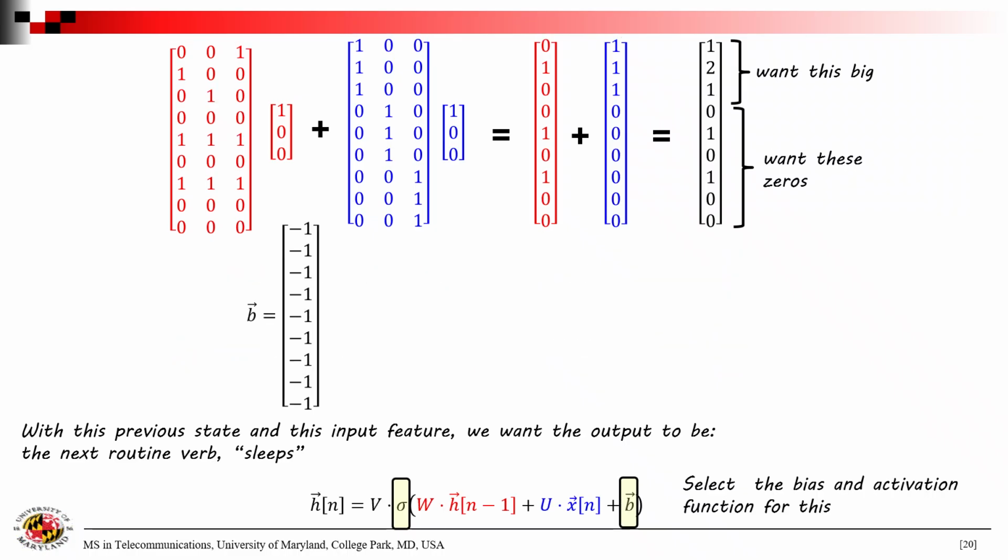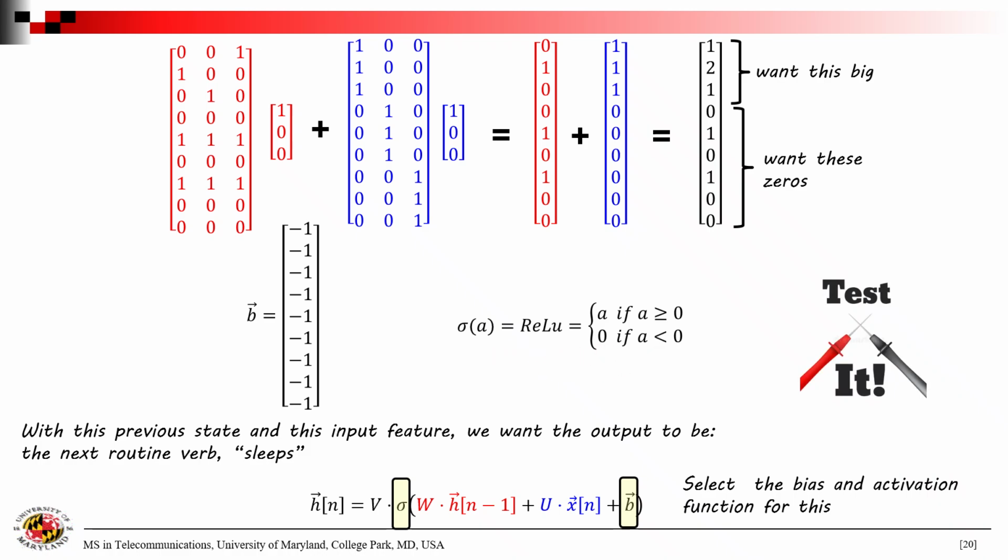Now, the bias vector that we're going to introduce here is going to be constant and just -1s all along, 9 -1s in a column vector. And the activation function that we're going to use in this occasion is the ReLU. So basically, if the argument is non-negative, then the output of the ReLU is the argument itself. If the argument is negative, then the output of the ReLU is 0. And we need to test to see if this design works for Alice.